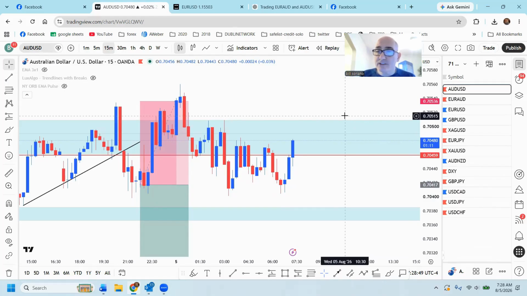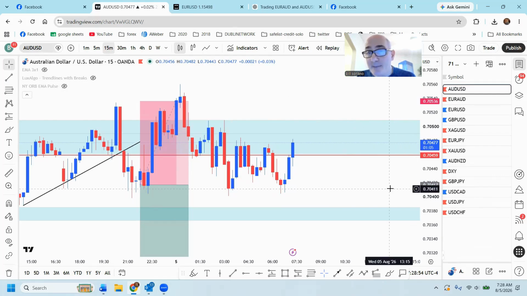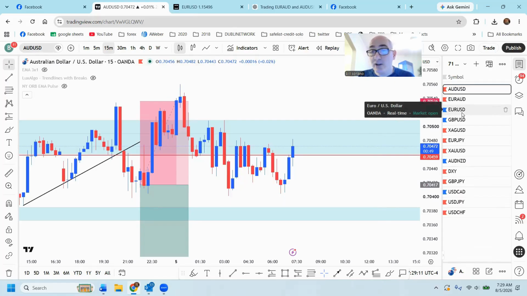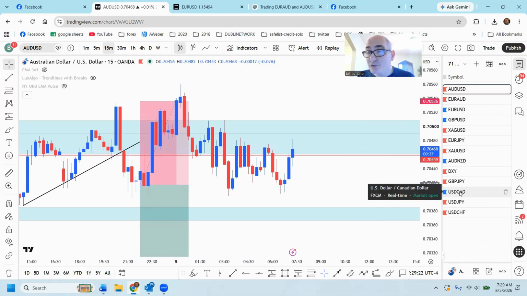If you're looking for AUD USD to go down, then that means the dollar is strong, or at least stronger than the Aussie dollar, right? So that shows USD strength. If you're looking for EUR USD to go up, then that shows that the dollar is weak, not strong. And if you're looking for USD CAD to go up, then again, you're looking for the dollar to be strong, or at least stronger than the Canadian dollar.